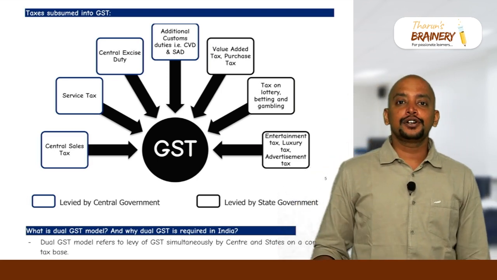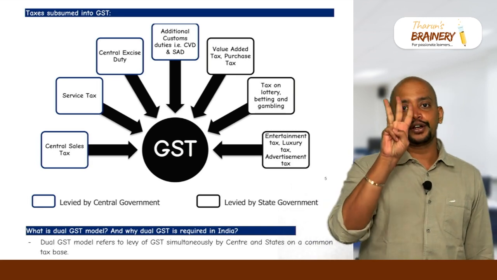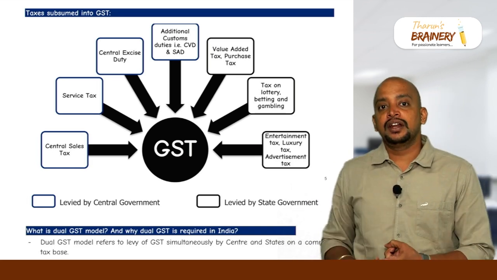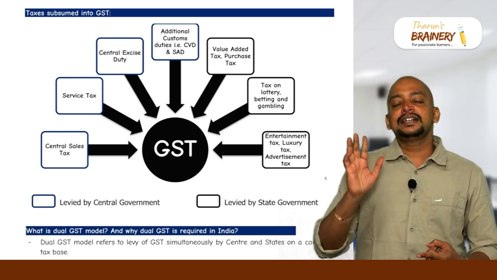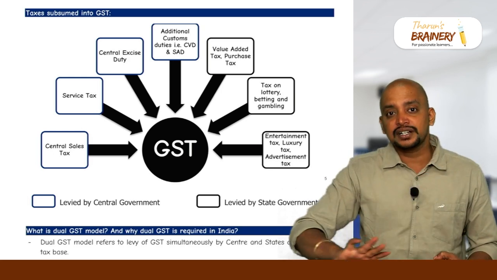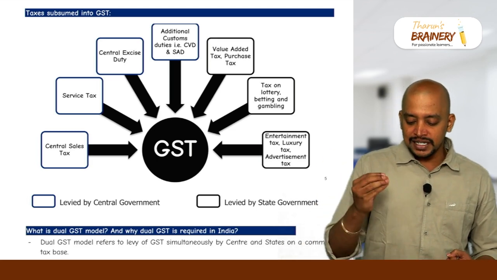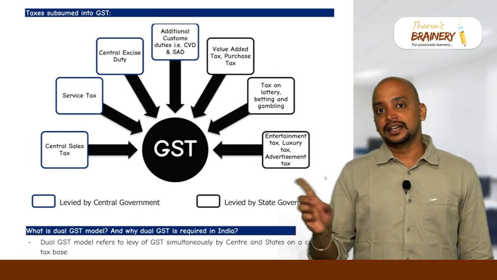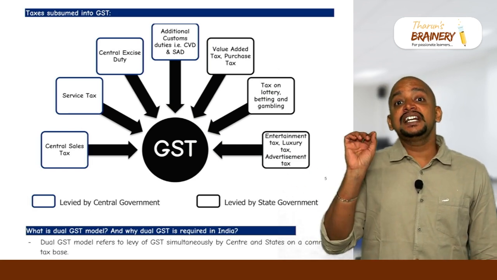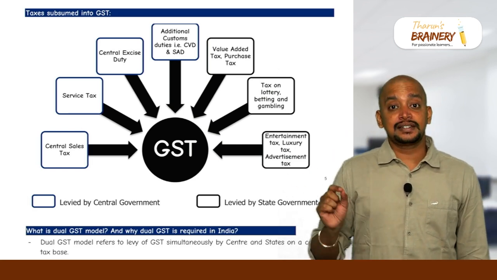Okay. So therefore, what is it that you need to remember? 3 points you need to remember. Point number one, all indirect taxes levied by central government except customs duty, but including CVD and SAD, got subsumed into GST. Then number two, specified indirect taxes levied by the state government.